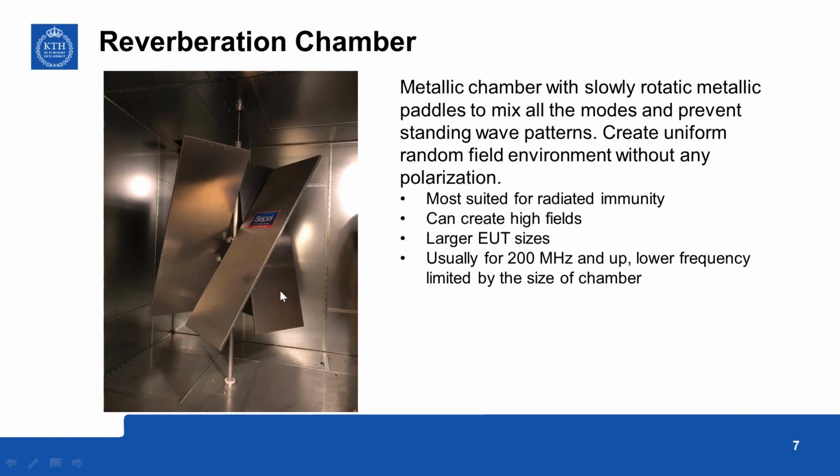It can also accommodate larger equipment under test sizes, EUT sizes, when compared to the TEM cells that you'll be coming to later. It has a fairly high upper frequency, in several gigahertz, but the lower frequency is usually limited. Usually this type of chamber is used above 200 megahertz, because if you want to go lower in frequency, the chamber size has to be much larger and it becomes more costly.